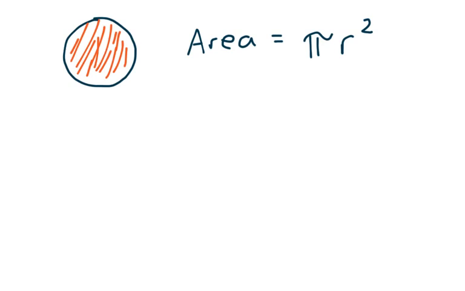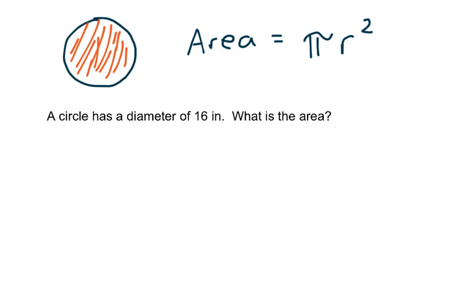So let's look at an example of this type. We're told that a circle has a diameter of 16 inches. What is the area? Now, one thing we've got to be really careful about here is our formula for area involves the radius. So the first thing we need to do before we do anything else is, if the diameter is 16, then the radius is going to be half of that. Then we'll use our formula to find the area.